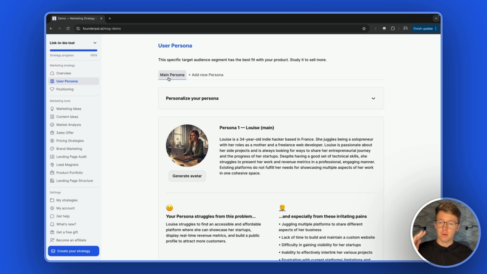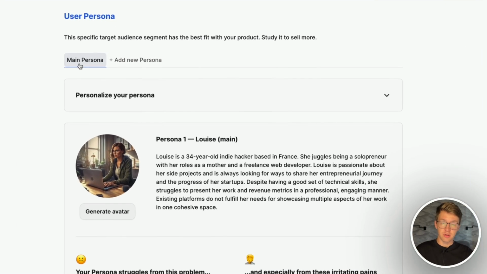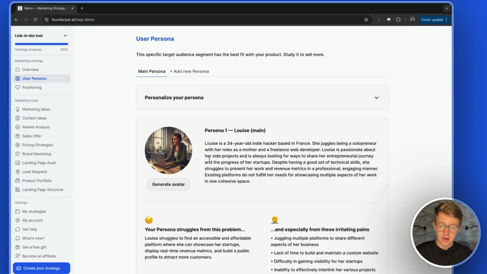So first of all, you go to FounderPal and we have this feature, user persona. In that tool, you can generate an ideal customer for your business with a detailed description about the most important things. Let me show you how it goes.